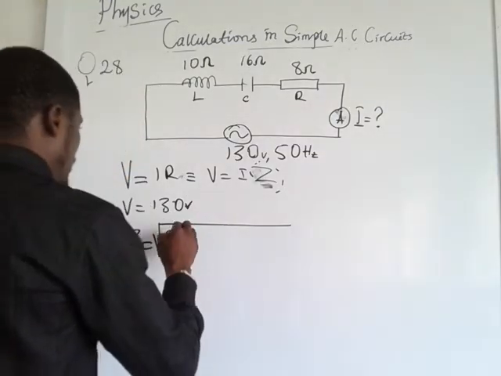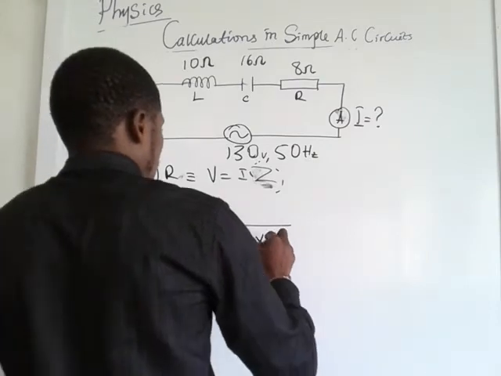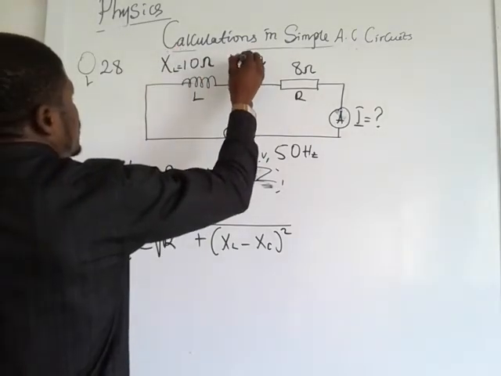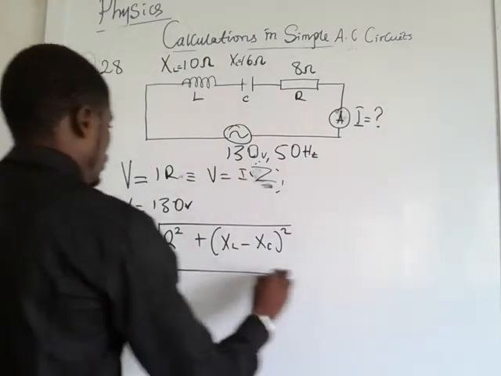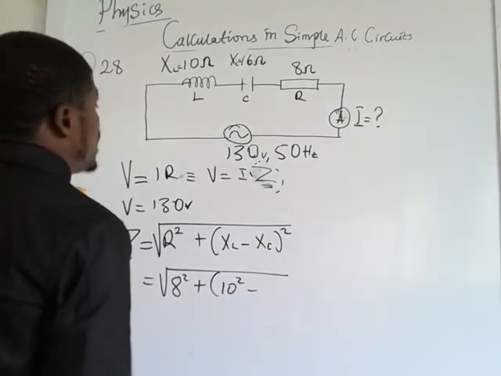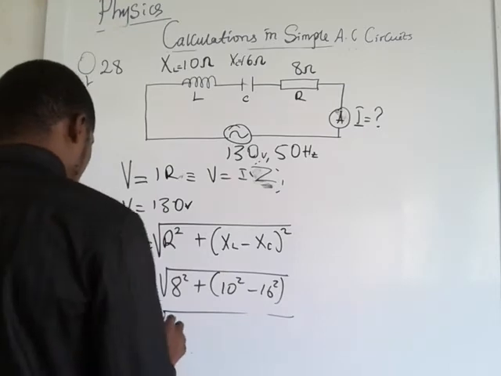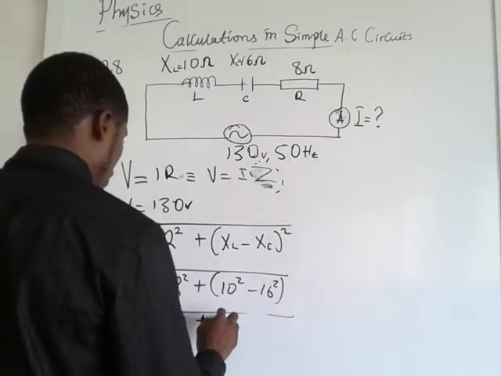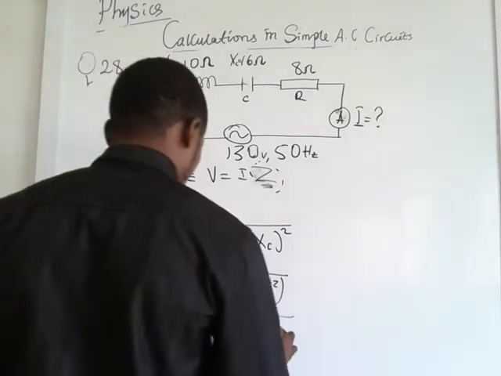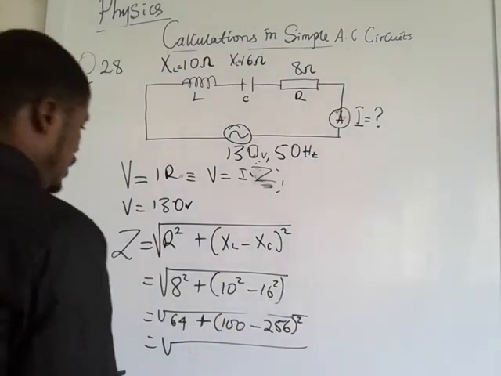the root of R squared plus the bracket XL minus XC, squared. Mind you, XL is equal to this, and XC is equal to what you see on the board. So if we substitute, we have the root of 8 squared plus the bracket 10 squared minus 16 squared. 8 squared gives us 64. 64 plus 10 squared gives us 100. 16 squared gives us 256, squared.